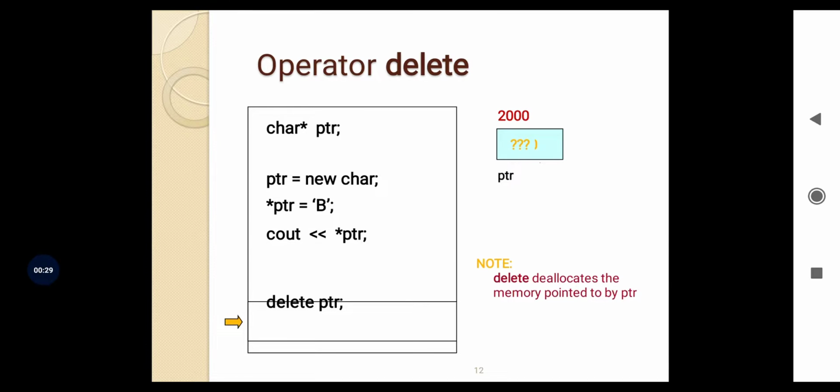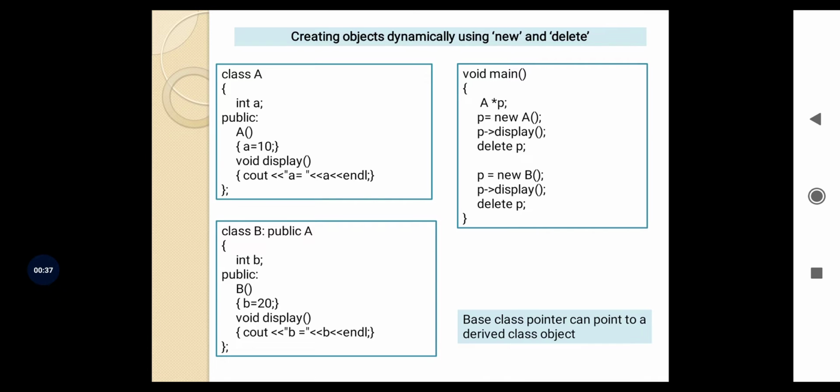Now, as far as I remember, we had done the delete operator, right? That was the last slide we had done. Now, continuing with polymorphism, let's go back and look at this code. What we are trying to do here is create an object dynamically using the new and delete operators. So class A remains the same, right? You have one function called display, which is a public function.